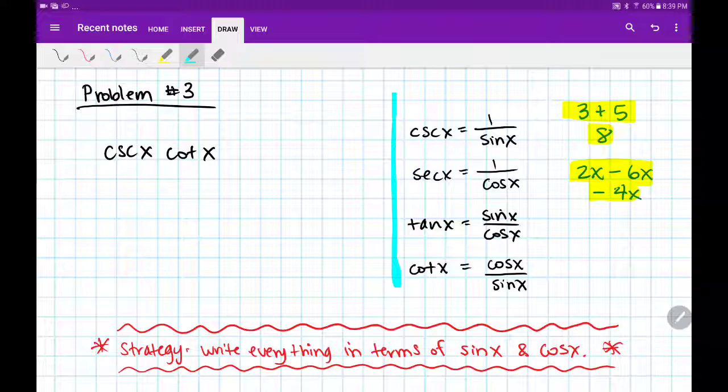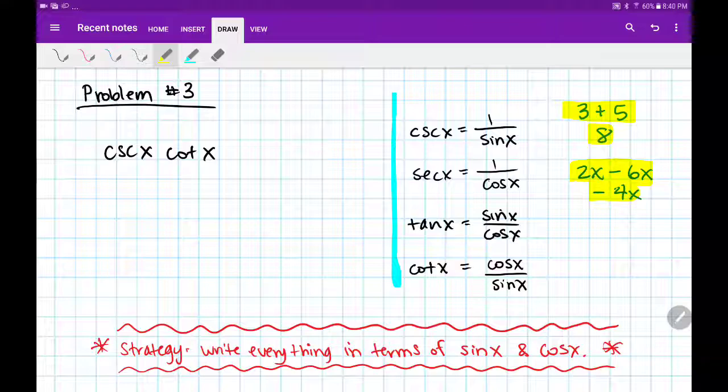And here's our strategy, okay? This is the winning strategy, the strategy of champions. If you look at what champions eat every morning, this is their breakfast, this strategy right here. It is to write everything in terms of sine and cosine first. That, my friends, is the winning strategy.